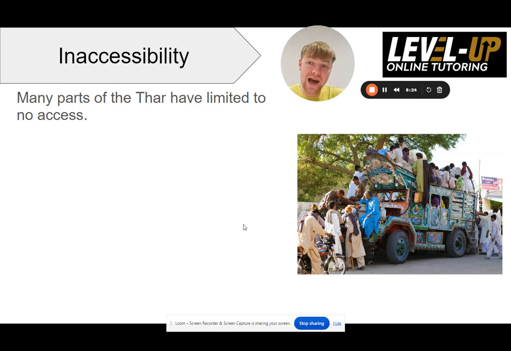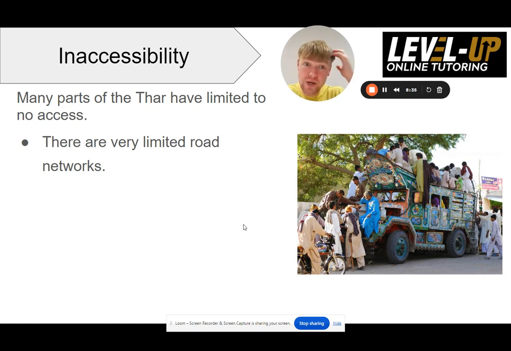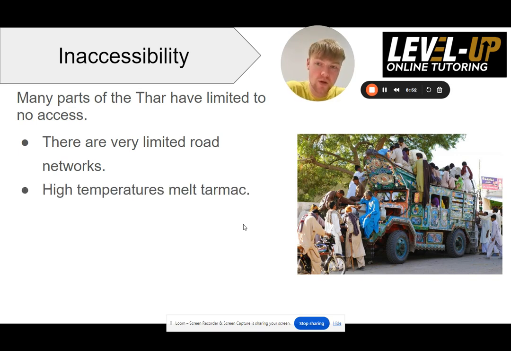Many parts of the Thar have limited to no access at all. So areas that you can get to are challenging, and there are some areas that you just physically can't get to, full stop. As you would expect, there are very limited road networks, very limited in terms of how well they're constructed, but also things like public transport, the quality of road networks, the quality of that infrastructure. The investment is not there, it is not present.